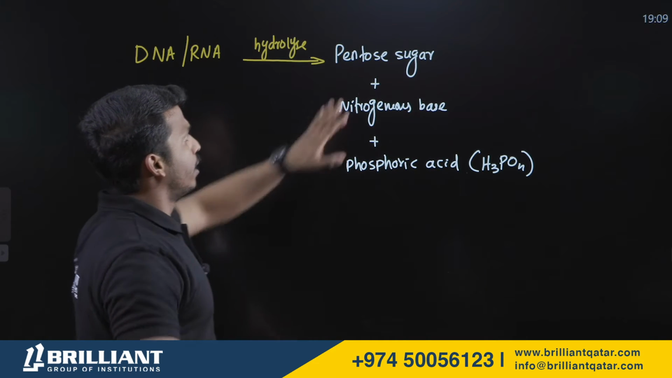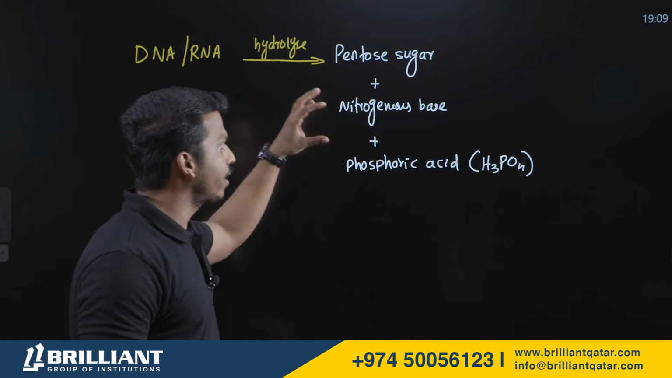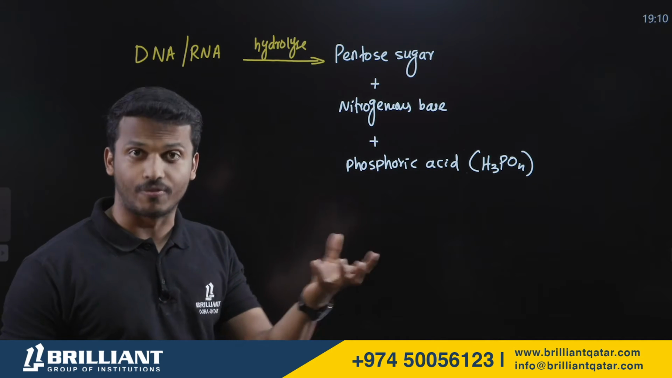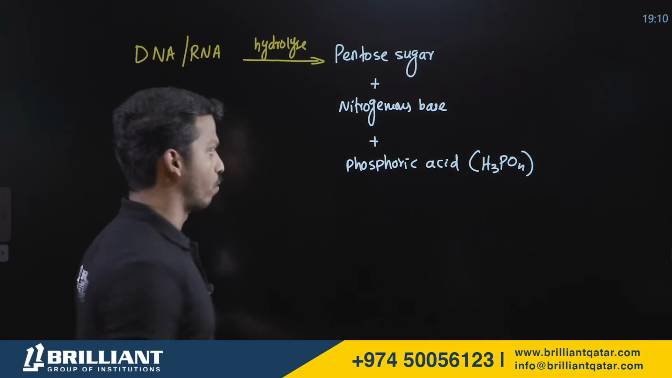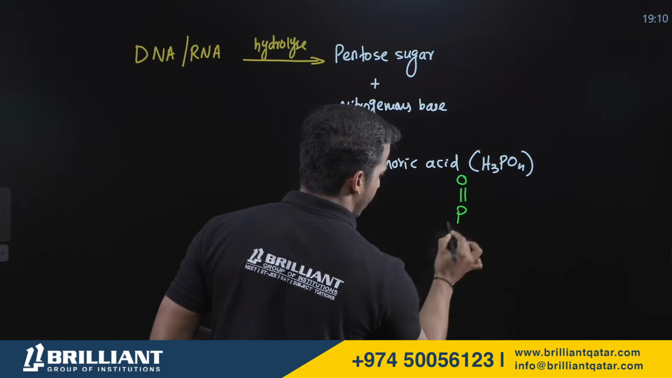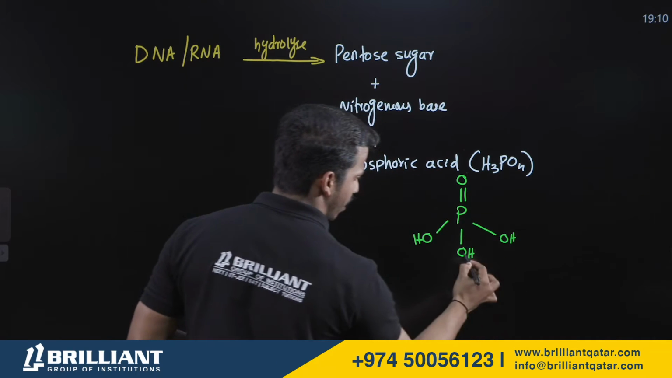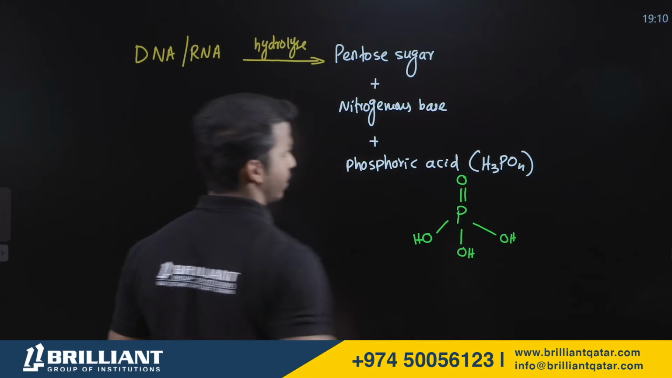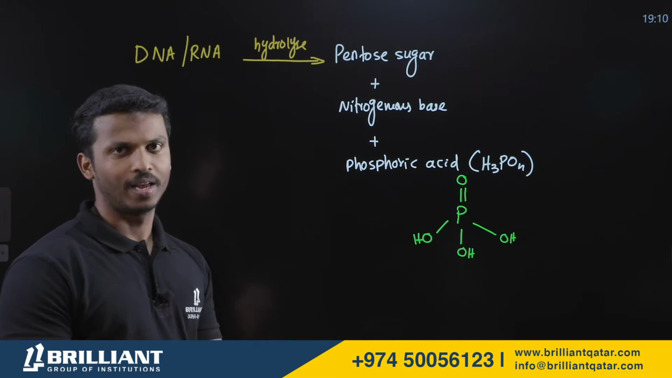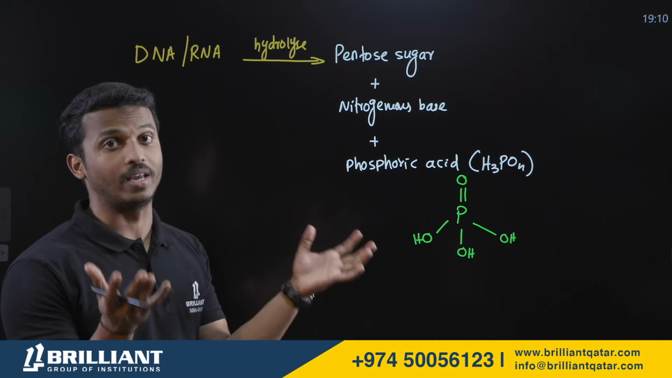Dear all, the pentose sugar part in DNA and RNA is different. The nitrogenous bases in DNA and RNA are different. And phosphoric acid is the one common component. Phosphoric acid H3PO4, we can draw the structure like P double bond O, OH, OH, OH. See, 3 hydrogen, H3PO4. This is the structure. Okay, this is an acidic one. This is common in both DNA and RNA. Now let us discuss the structure of nucleoside, nucleotide, and what a nucleic acid is.